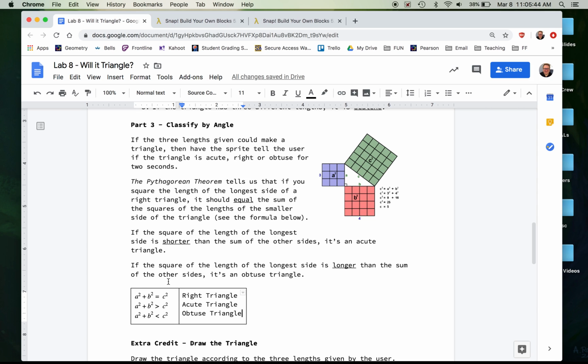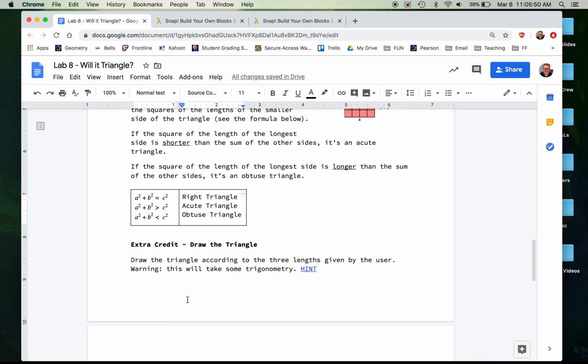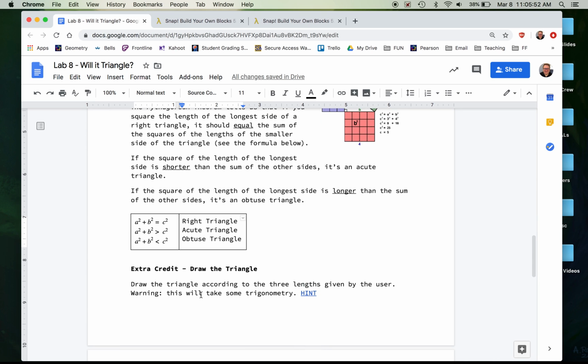All right, so we have a little bit of math to do. We got to figure out what A, B, and C are, square them, do some addition, and then we can figure out what kind of a triangle we're looking at. The extra credit in this particular case is being able to draw the triangle. That is a pretty excellent extra credit option. It involves trigonometry.